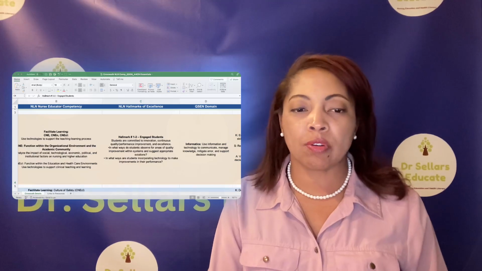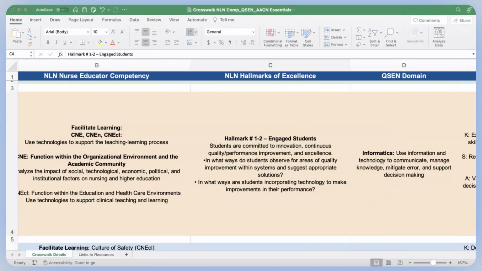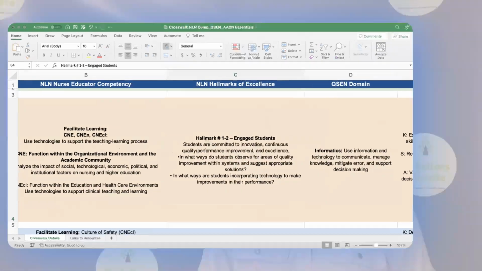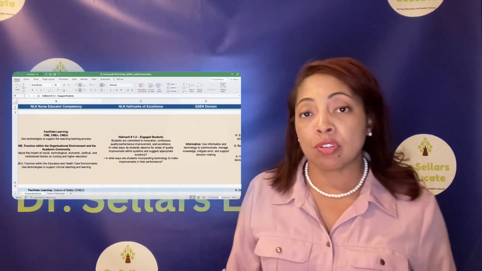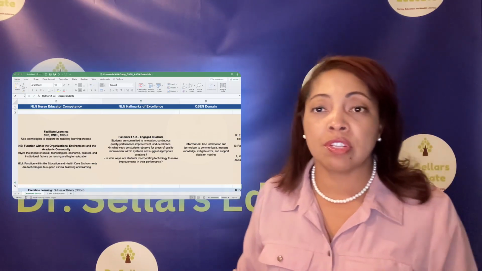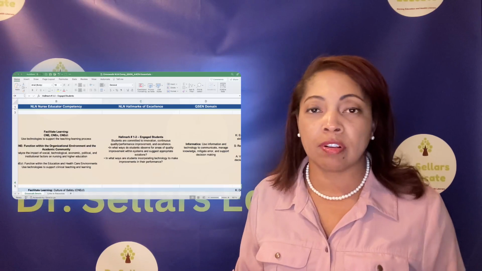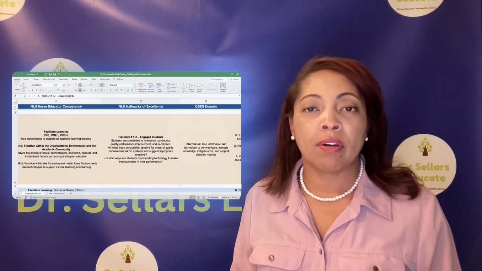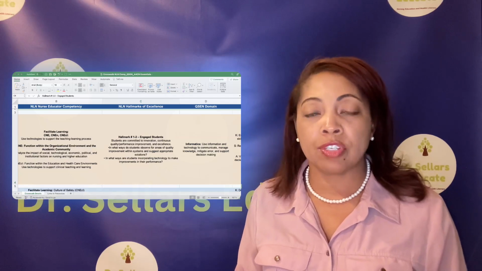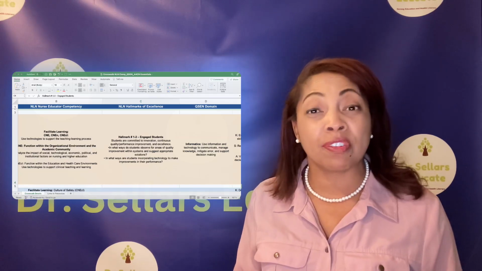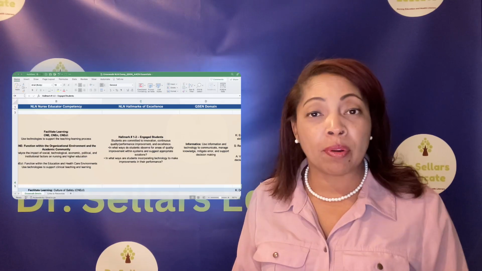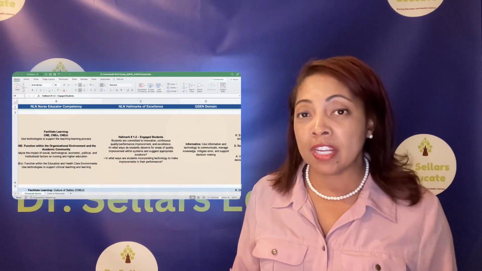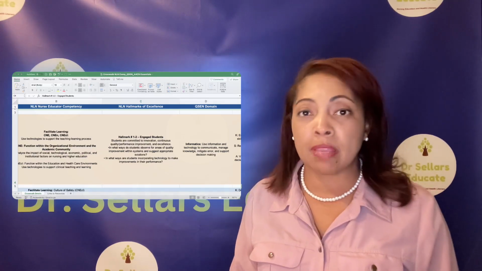All right, and then the next question to consider is, what ways are students incorporating technology to make improvements in their performance? Are we using the digital resources that are available to students for free, perhaps? I know there are so many resources, as I mentioned, but even when we think about the medical terminology resources, there are so many apps that are free. Even our medication and drug handbooks, even some of those can be free.